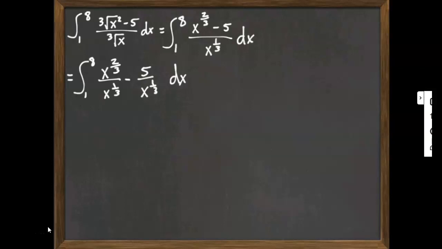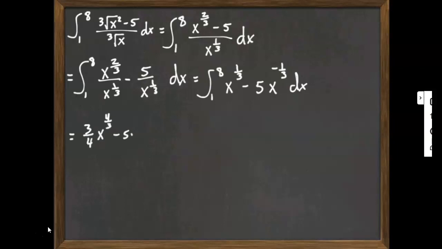And then I can simplify each of those by doing my division. So 2/3 over 1/3, we'd subtract 2/3 minus 1/3. That would leave us with x to the 1/3. And then I would have 5 over x to the 1/3, which I could write as 5x to the minus 1/3. And now each term is written as a power of x, so we can just use our power rule.